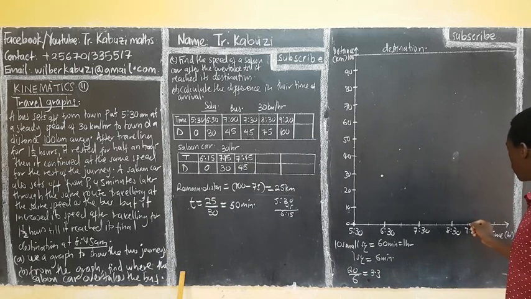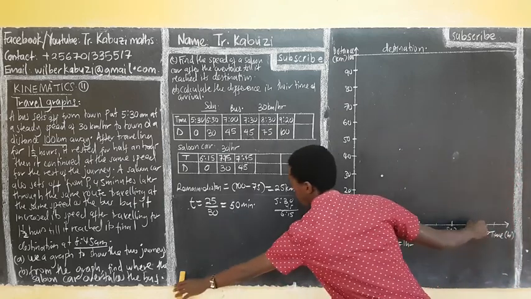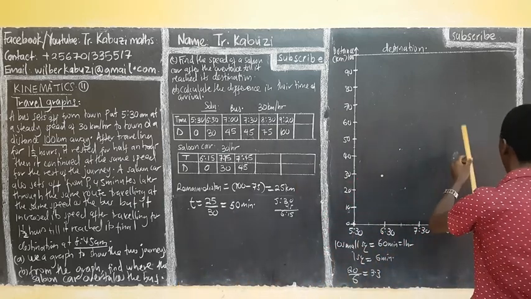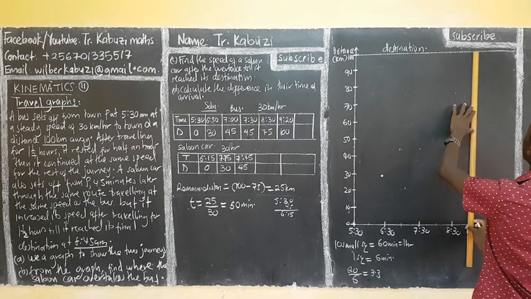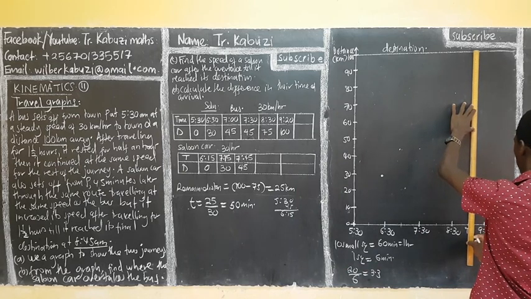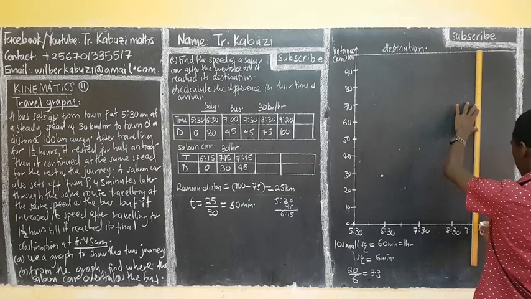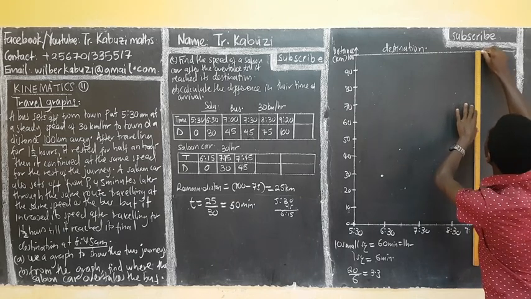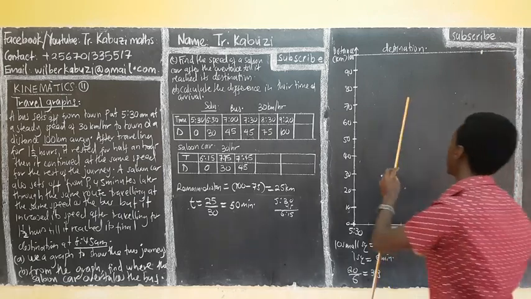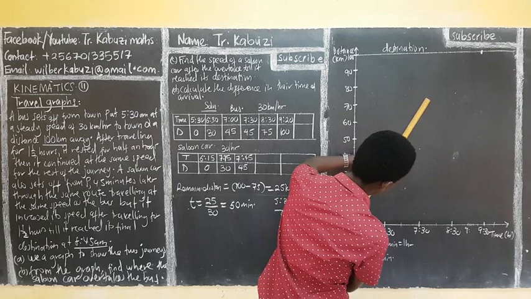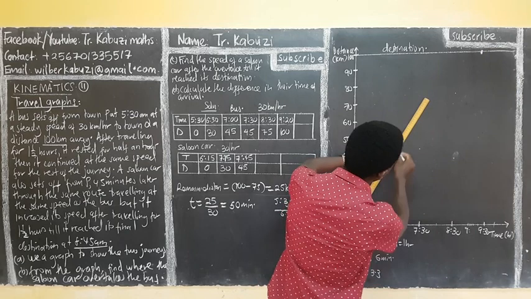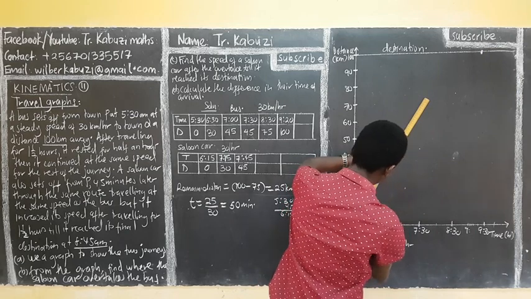And the third, 1, 2, 3. So this is where my bus at 9:20 is. So my 9:20 is here. So at 9:20, the bus will have reached. Then you start joining. So you join from here to there. So you join like this.